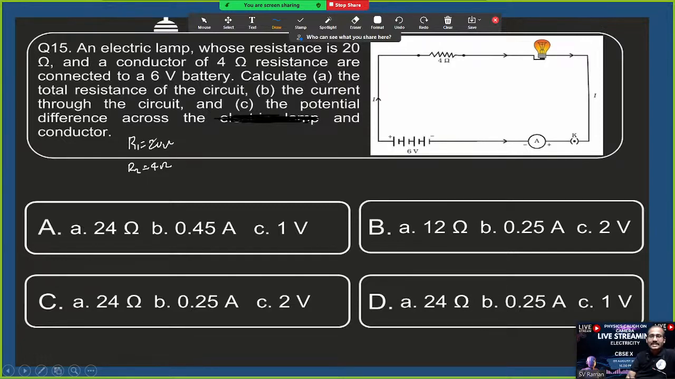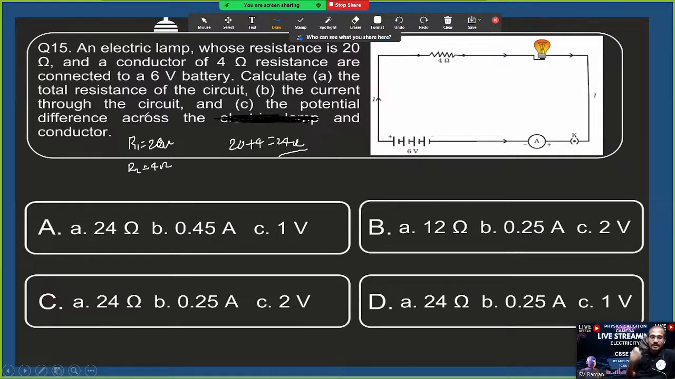Now the total resultant resistance in a circuit. How are they connected? The resistance as well as the wire, they are connected in series. So the total resultant resistance in series is R1 plus R2, which is 20 plus 4, 24 ohms. So that is the answer to the first question.